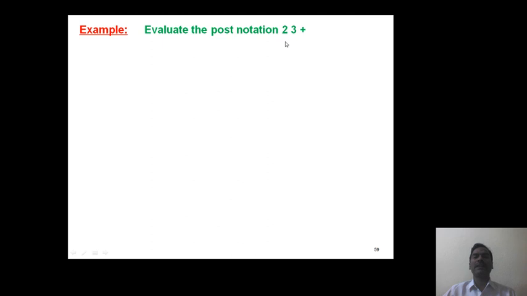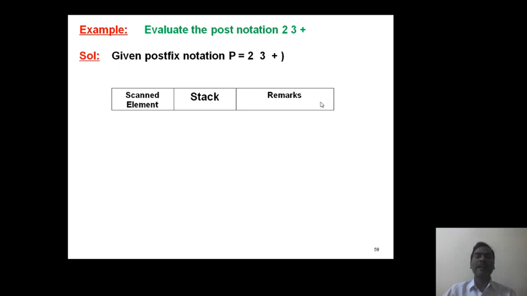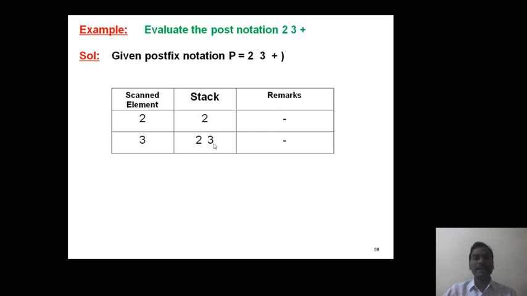Here observe this example. Evaluate the postfix notation 2, 3, plus. The given postfix notation P is 2, 3, plus. As per the procedure, first add a right parenthesis at the end of the expression. Now we design a table with 3 columns: scanned element, stack and remarks. Now scan each element of P. The first scanned element is 2. Since 2 is an operand, it is placed into the stack. Next element 3 is an operand, placed into the stack.